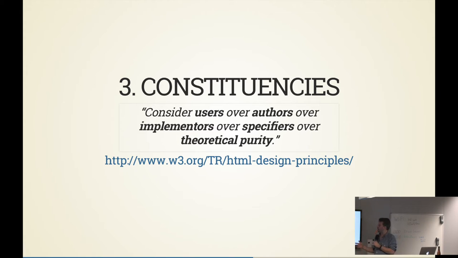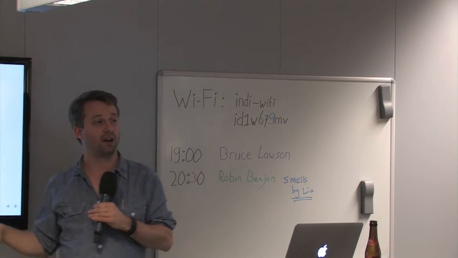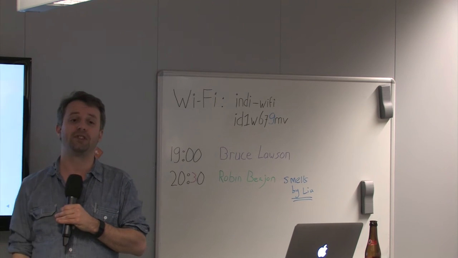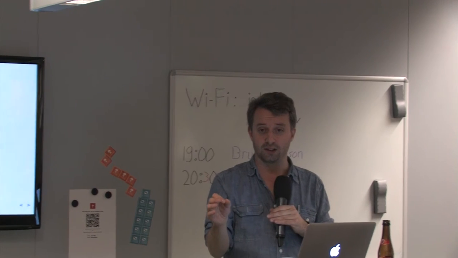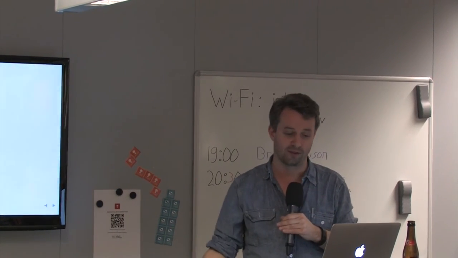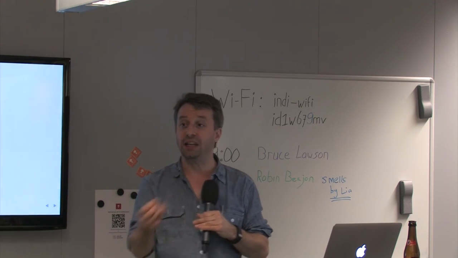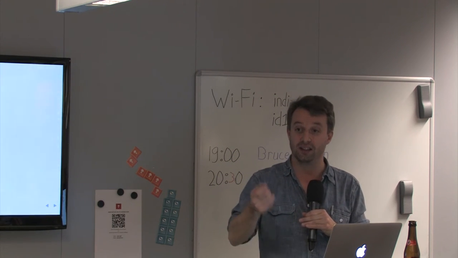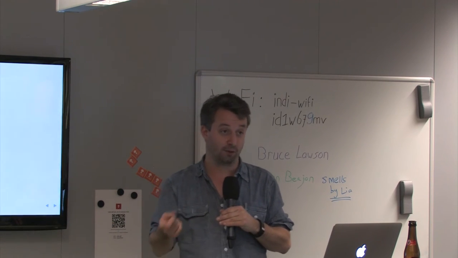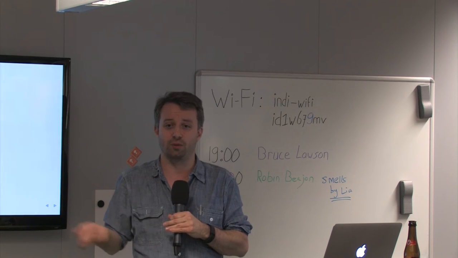And finally, one of the other things that was important in bringing standards closer to developers was defining the priority of constituencies. This is part of a document called HTML Design Principles, which is a good document that I encourage anyone to read. And one of the most important things it says is that in designing anything, you should consider users over authors, because if the user needs something, it's more important than the web developer. Authors over implementers, because web developers matter more than the people building browsers. It should be easier on developers than on browser vendors. Browser vendors over specifiers, like people like me, because it should be easier on the people who build browsers than it is on the people who actually have to write the specification documents. And specifiers over theoretical purity, because none of us have actually done comp sci and we don't give a fuck about that kind of shit.